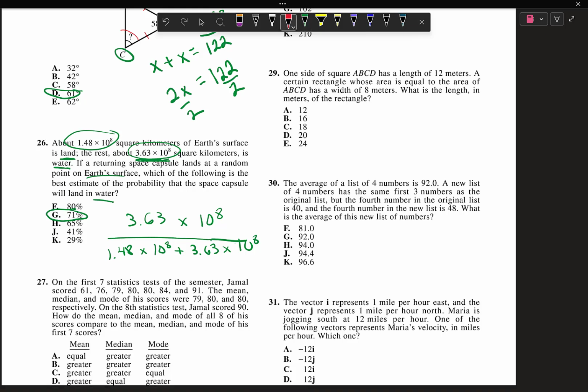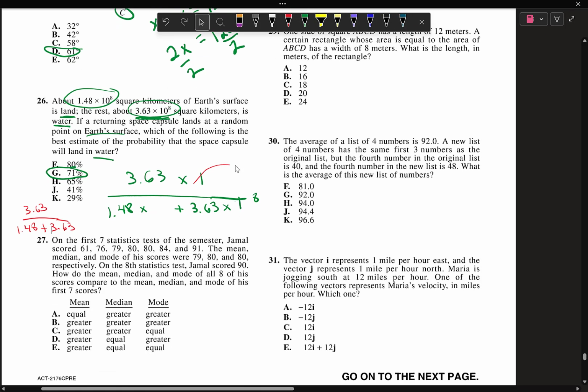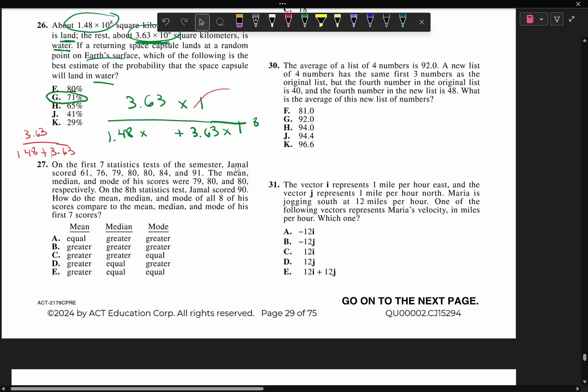And actually, what we could have done to make this a little easier, I just noticed all of these terms have a 10 to the 8th in common. So the 10 to the 8th is just going to divide out of all three of the terms. So it ends up just being 3.63 divided by 1.48 plus 3.63. You'll get the same answer. Save a little bit of time typing in the calculator if you recognize that.